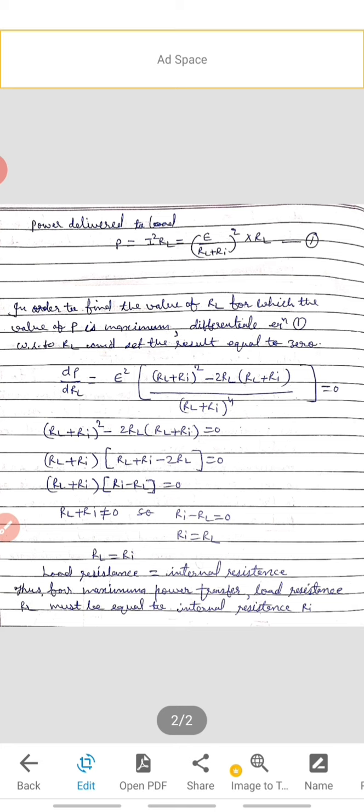Thus, for maximum power transfer, load resistance RL must be equal to internal resistance Ri. In this way, we can prove this theorem. Under such conditions, the load is said to be matched to the source, and Figure 2 shows a graph of power delivered to RL as a function of RL.